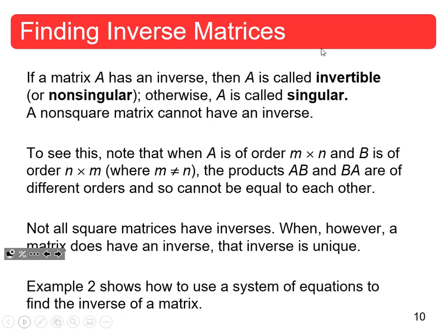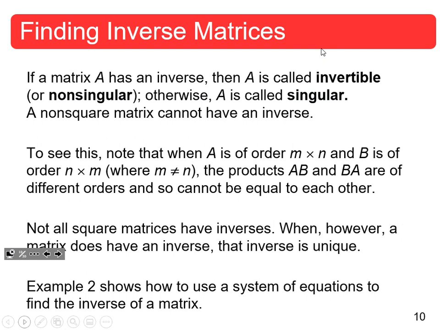Finding the inverse of matrices. If a matrix A has an inverse, then A is called invertible, like I just said, or non-singular. Otherwise, A is singular. A non-square matrix cannot have an inverse. I normally get ahead of these slides sometimes. And really, if it's singular, it's not invertible, we can't do anything with it.